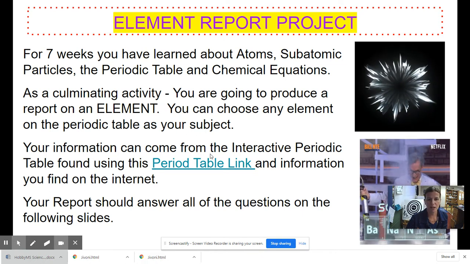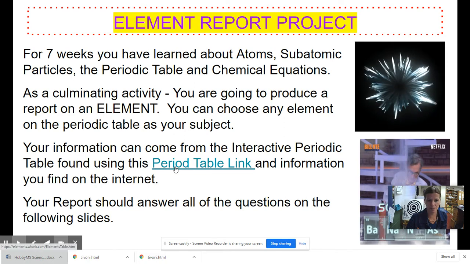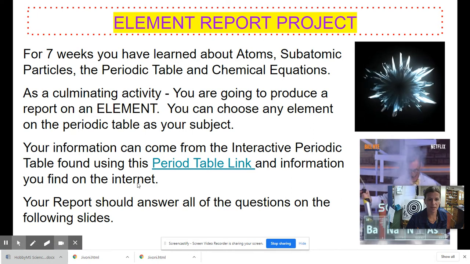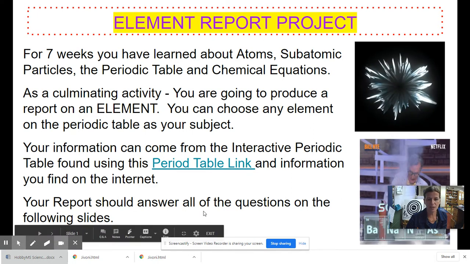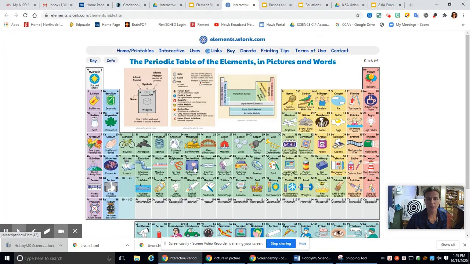Your information can come from the interactive periodic table found using this periodic table link and information you find on the internet. Your report should answer all of the questions on the following slides. I will open the periodic table link for you so you can see how to use it.